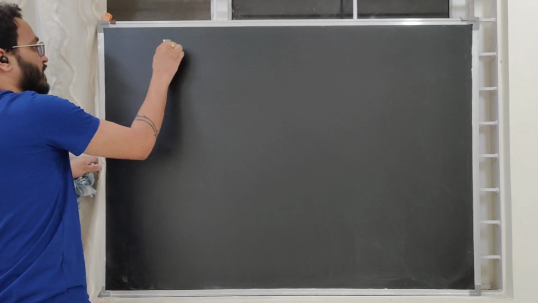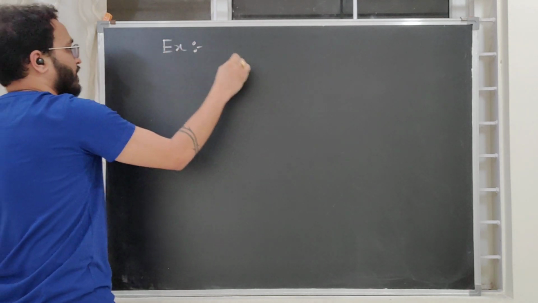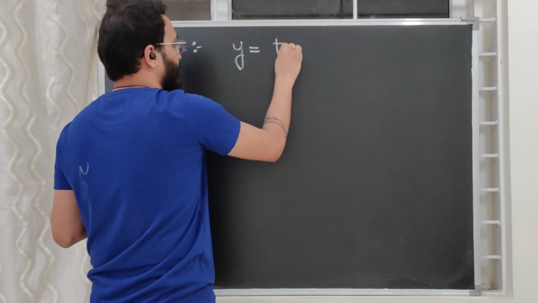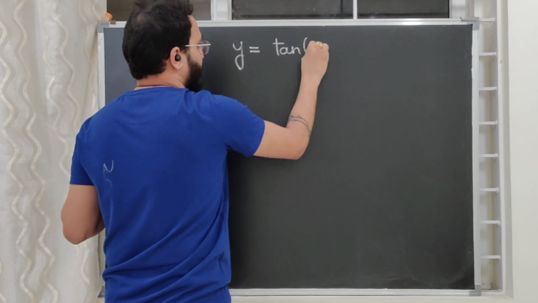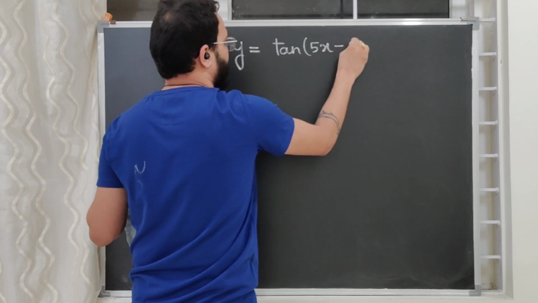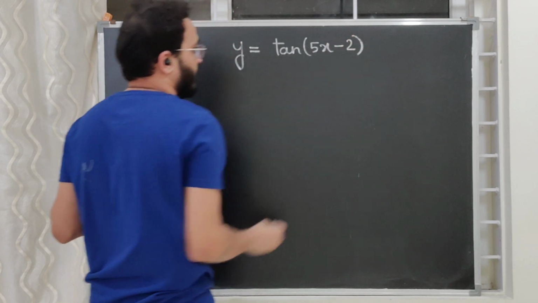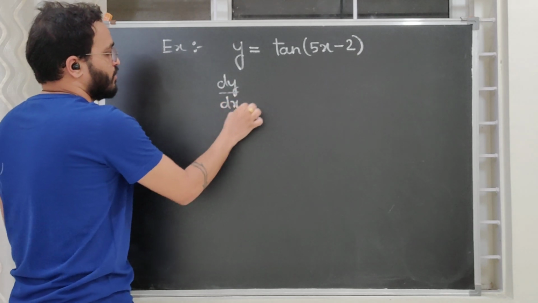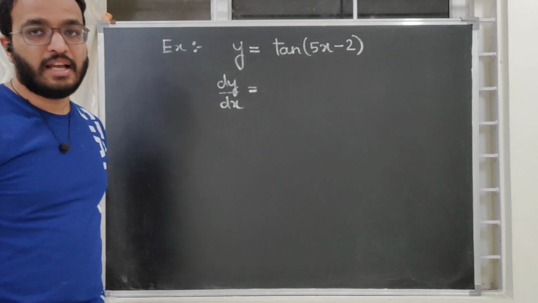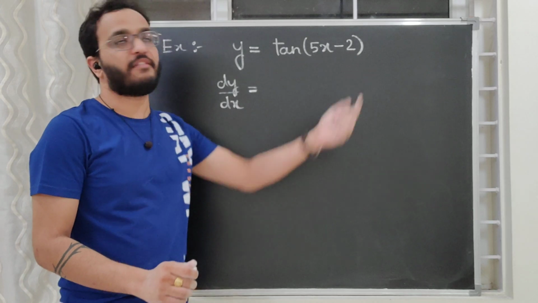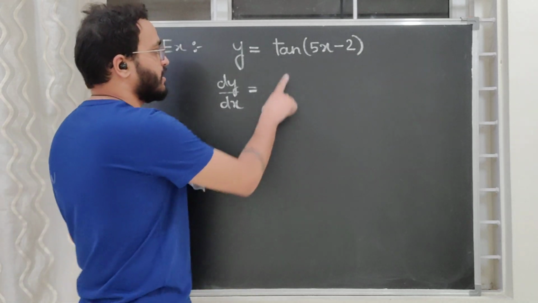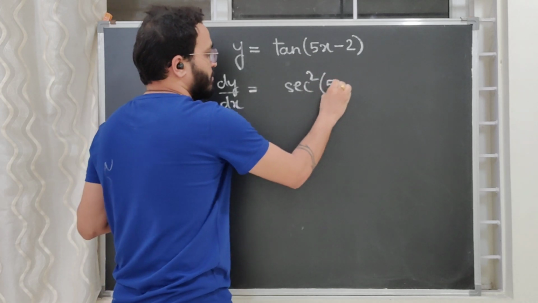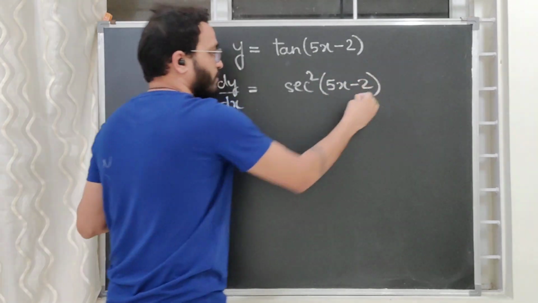Suppose it is given that y is equal to tan of 5x minus 2. Now, what is the differentiation of this? You will say, sir, it looks very similar to tan x, as if that x is replaced by 5x minus 2. So you will say the derivative of tan is what? Sec square x. So sec square 5x minus 2. You will write it like this.